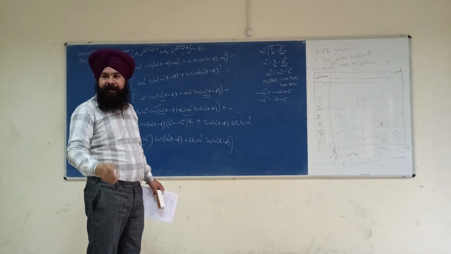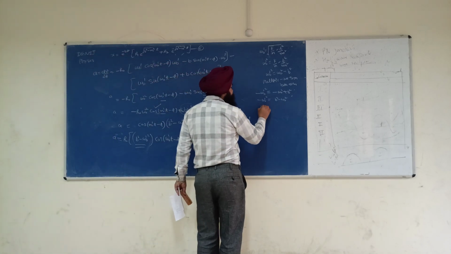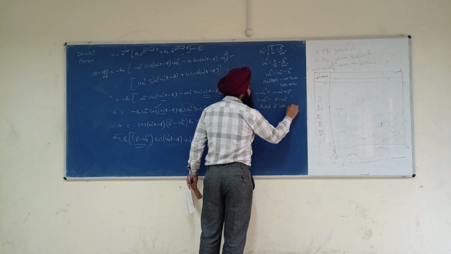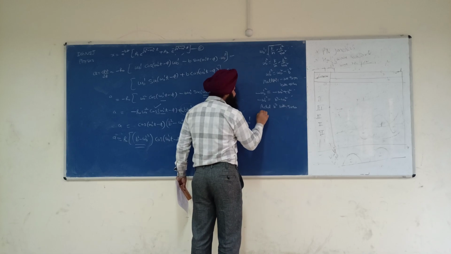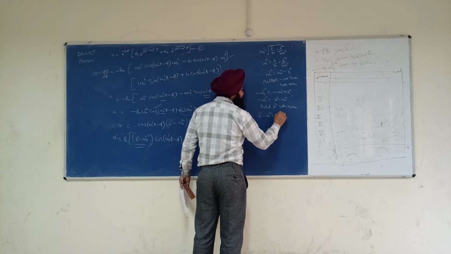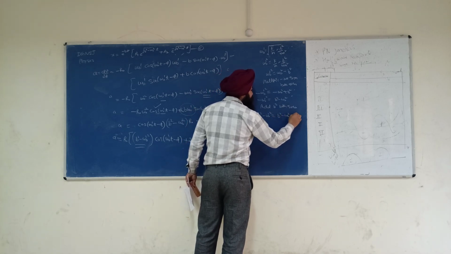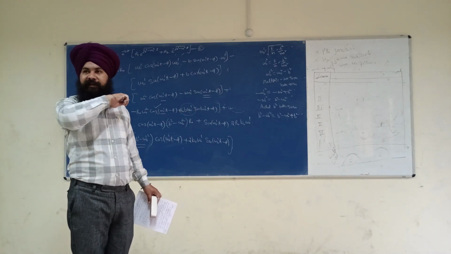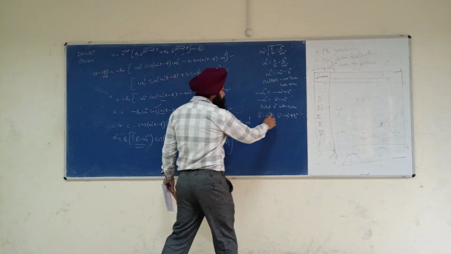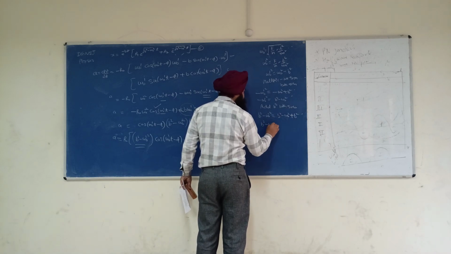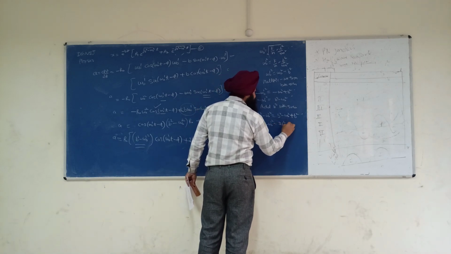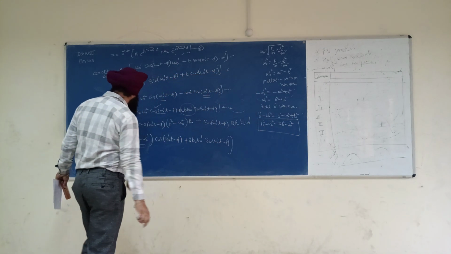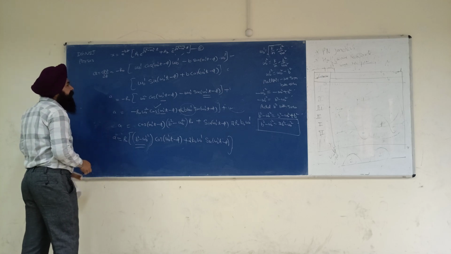Add b square both sides. It will become b square minus omega naught prime square is equal to b square minus omega naught square plus b square. So b square plus b square, 2b square minus omega naught square. So this final equation becomes, can I write here?